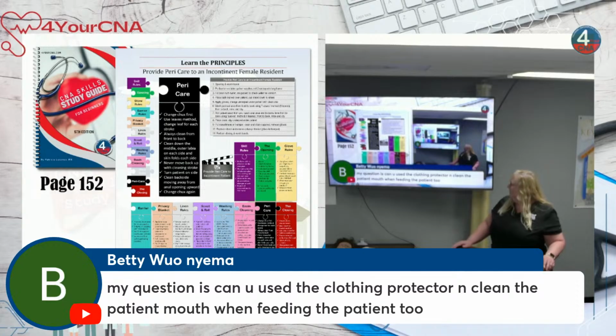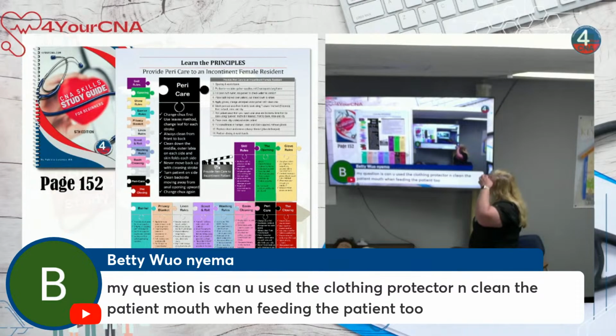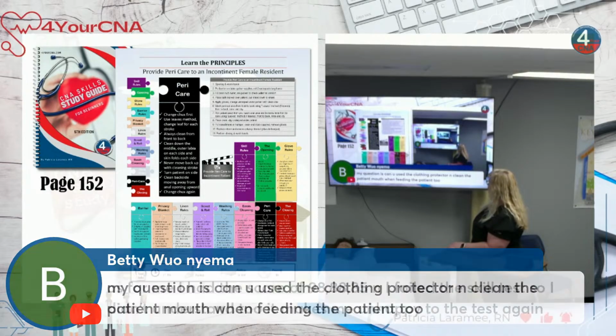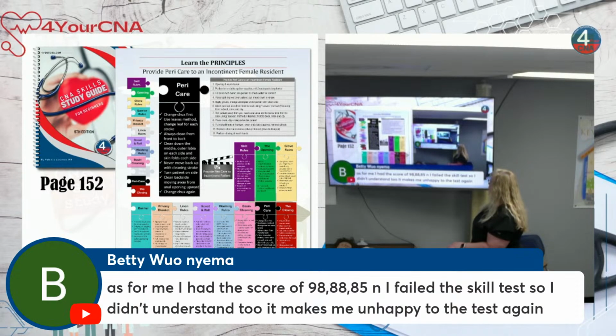This is a 2-part. Okay, so Betty asks, my question is, can you use the clothing protector to clean the patient's mouth when feeding the patient? Yes. As for me, I had a score of 98, 88, and 85, and I failed the skill test. So I didn't understand 2. It makes me unhappy to take the test again.